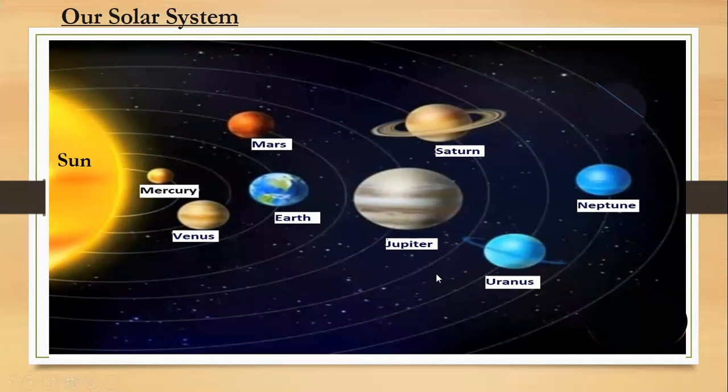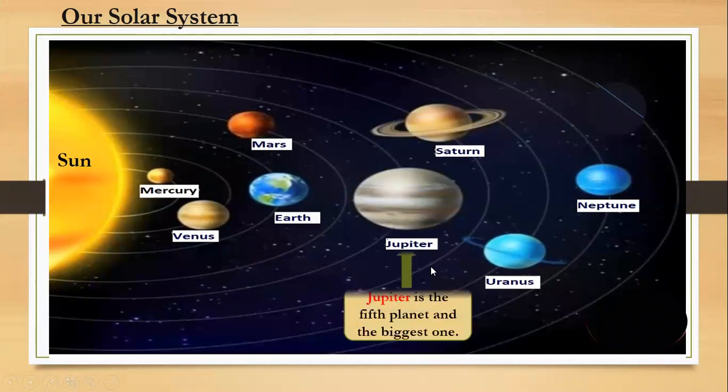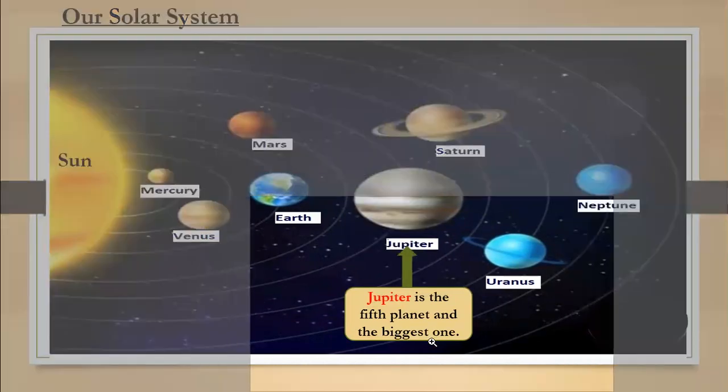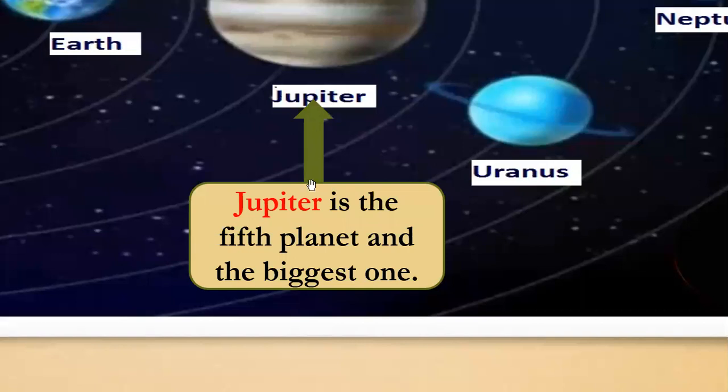Now, what about the fifth planet? The fifth planet is Jupiter. الكوكب الخامس هو Jupiter المشتري. هنكبر نعمل zoom and we will read about Jupiter. Jupiter is the fifth planet and the biggest one. Jupiter, كوكب المشتري, is the fifth planet, هو الكوكب الخامس, and the biggest one, وهو أكبر كوكب.